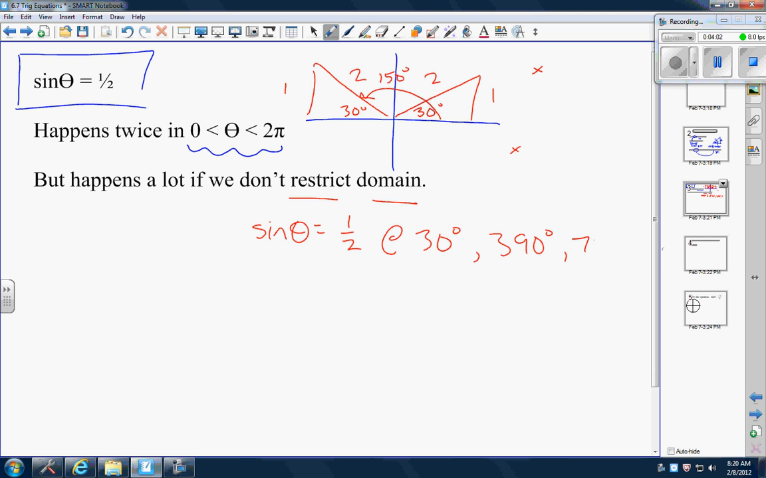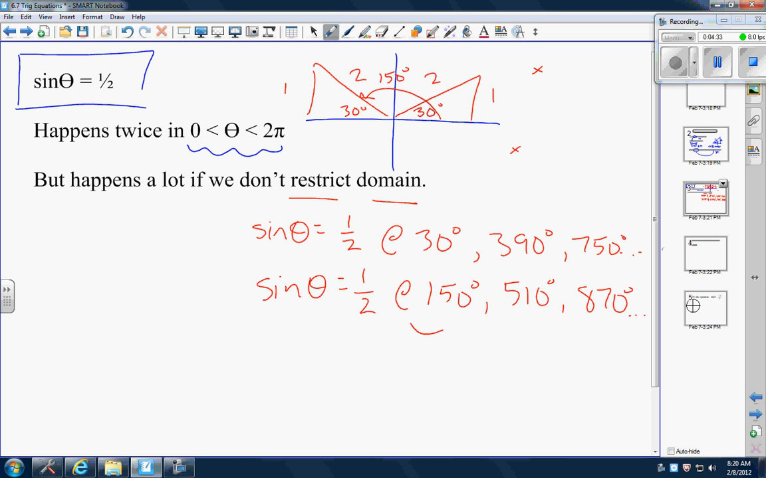So I could say this also happens at 750 degrees. Okay. I can also say sine of theta equals 1/2 at 150 degrees, 510 degrees, and 870 degrees. And these things keep going. Okay. If I let this just spin around and around and around. So we need to have a way to represent those.